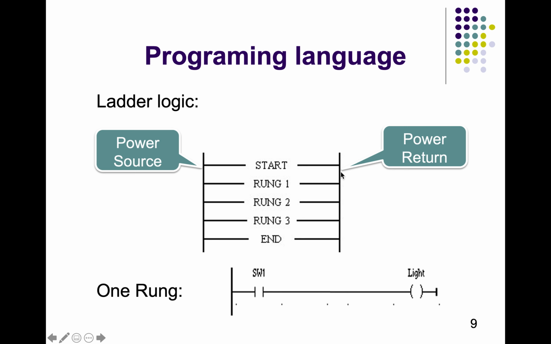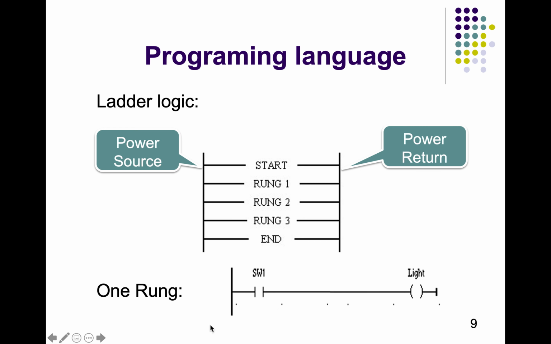So each horizontal line connecting is known as a rung. So here we have shown one example rung. Here we have connected a switch to the left hand side of the rung, and we have connected a light to the right hand side of the rung.